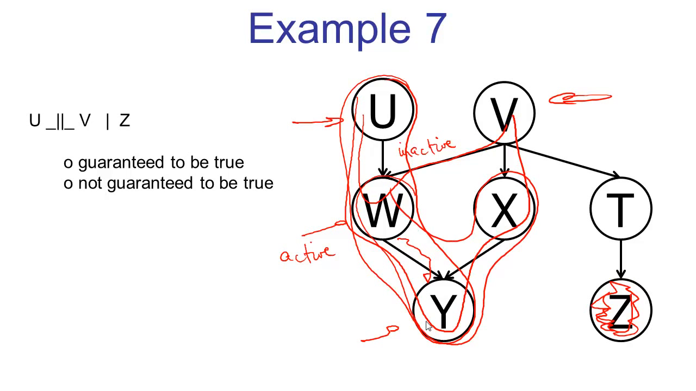The middle node is unobserved, and it has no descendants, so we have an inactive triple. This makes the entire path inactive. So we have two paths, both paths are inactive, so we're guaranteed that the independence is true.